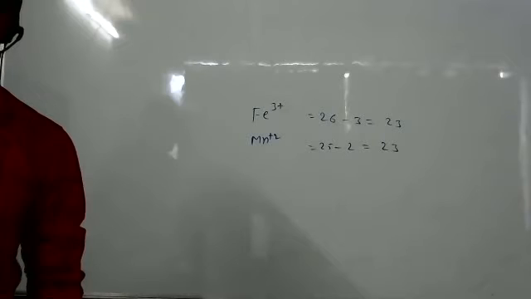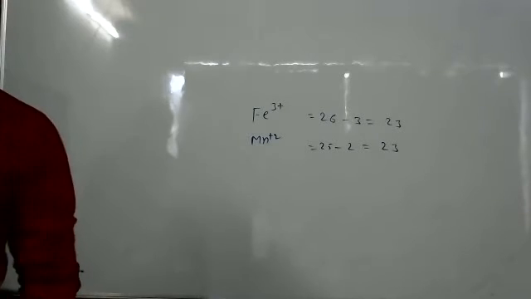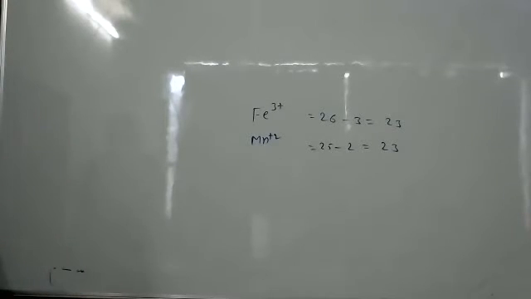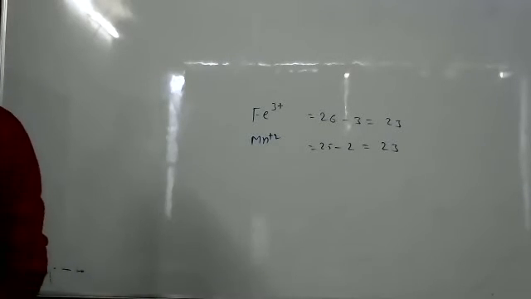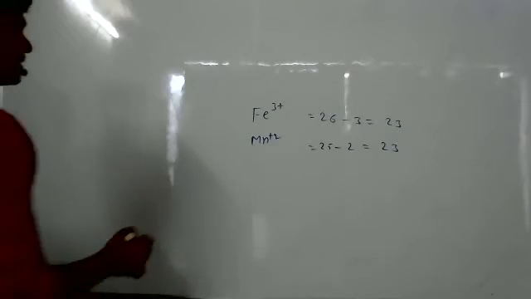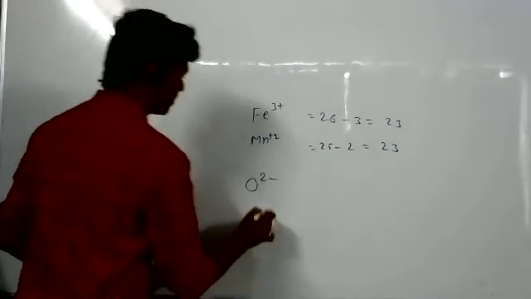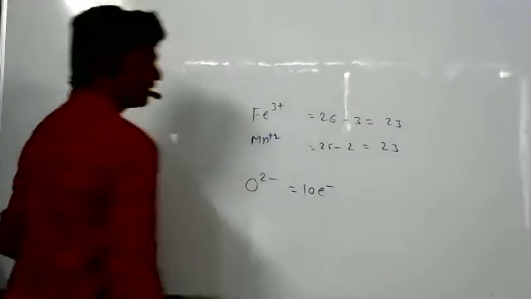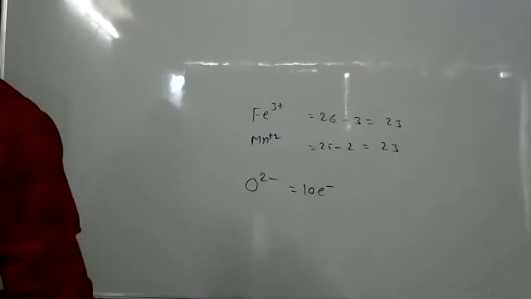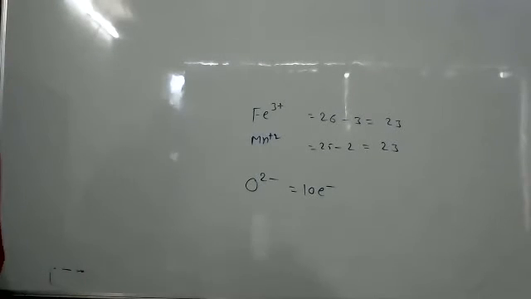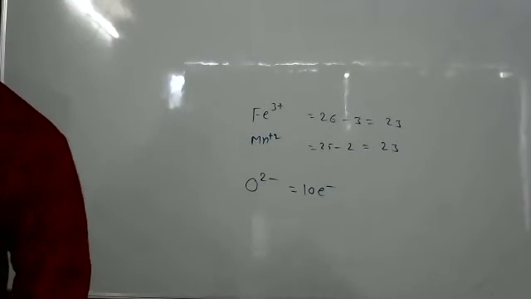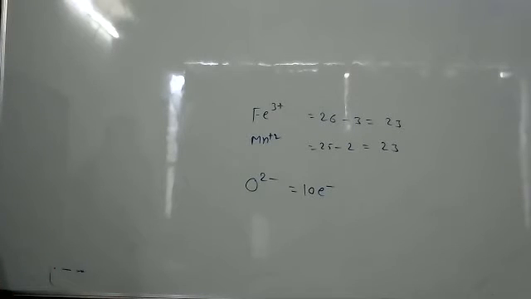Next, ask me. Yes, sir. Find the electronic configuration of the O2 minus ion. O2 minus ion has how many electrons? 10 electrons. Choose which is the correct electronic configuration. It's 1s2, 2s2, 2p6, I think. Yes, option B is correct.